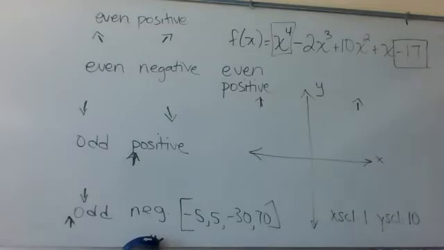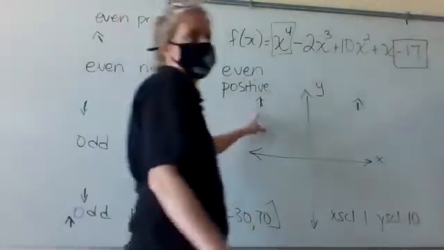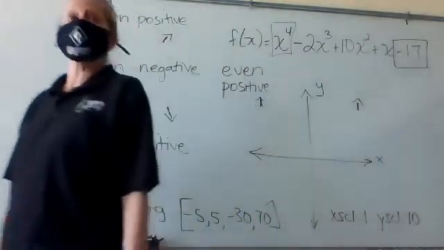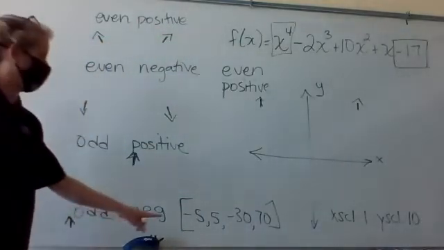So what does this mean? Because I still don't know which graph it is. There's two graphs that have this end behavior. So what I need to know now, I know that it's going to cross through the y at -16. Here's what you've got to be careful about.